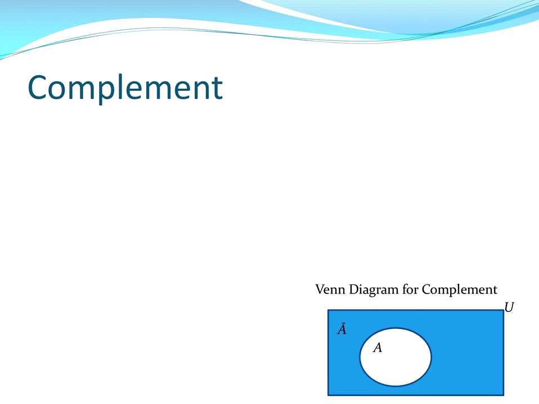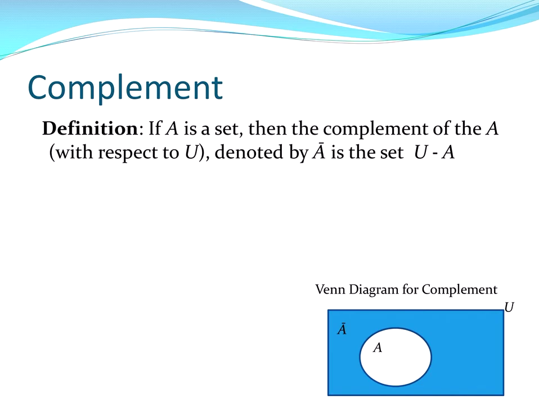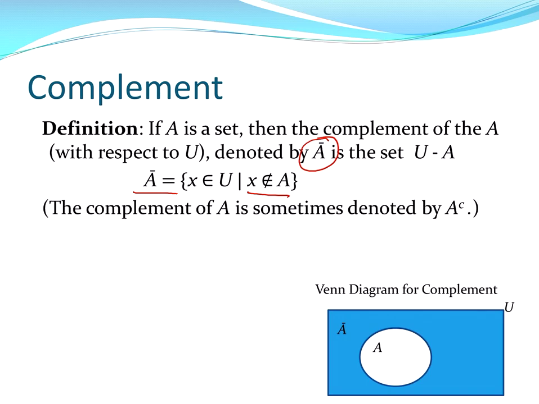Set complementation. If A is a set, then the complement of A is denoted by this A with a bar over it, and it's the set U minus A. We'll define minus in a little bit, or the difference of U and A. So a complement is X is an element of U such that X is not an element of A. And this "not an element of" suggests that the logical analogy for complement is negation. And sometimes it's denoted with a little c in the superscript.